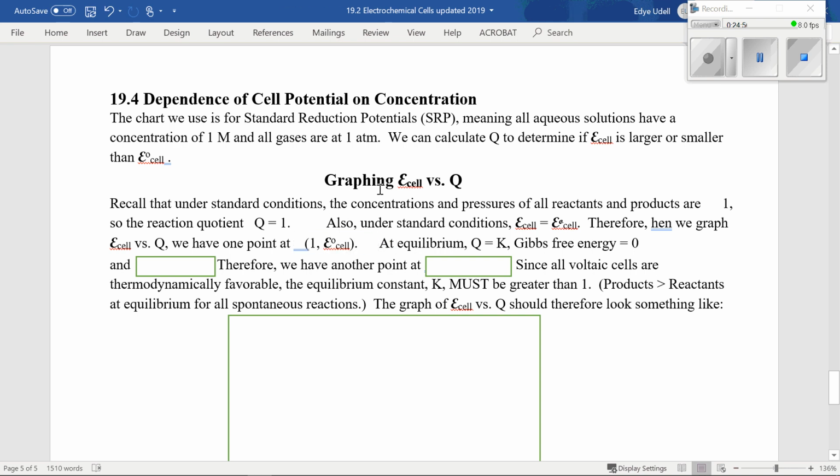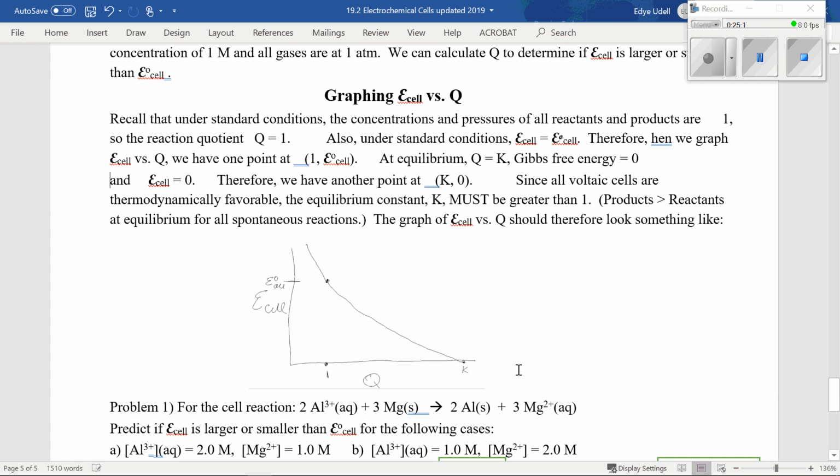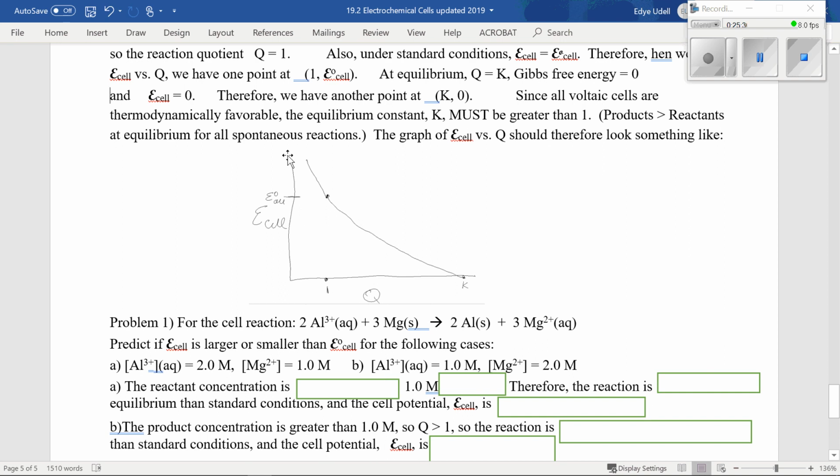So we have 1 point for this graph, and at equilibrium we know Q is K, and we have no Gibbs free energy and the cell potential drops to 0 at equilibrium. There's no energy that could be produced. So we have another point on this graph at K, 0. All right, here's what the graph should look like. Something like this, not exactly like this, where our y-axis is the cell potential and our x-axis is the reaction quotient. Now we're going to do some problems, and you'll look at this graph to figure out the problem.